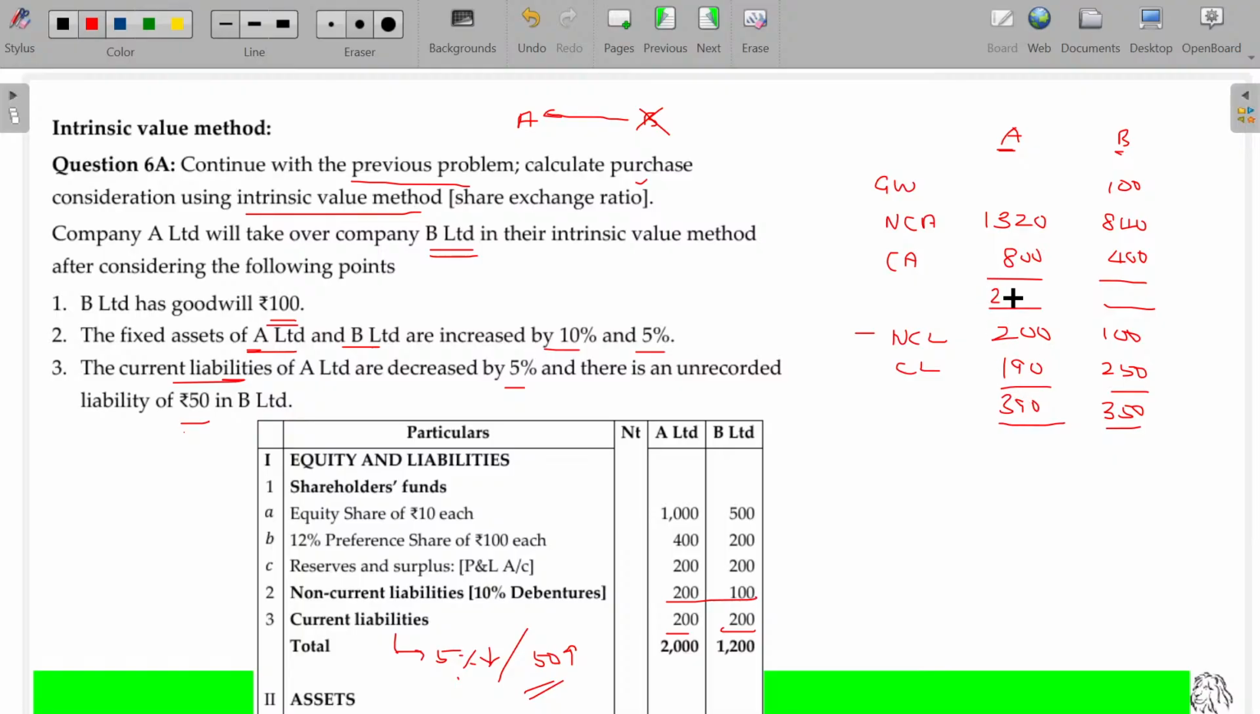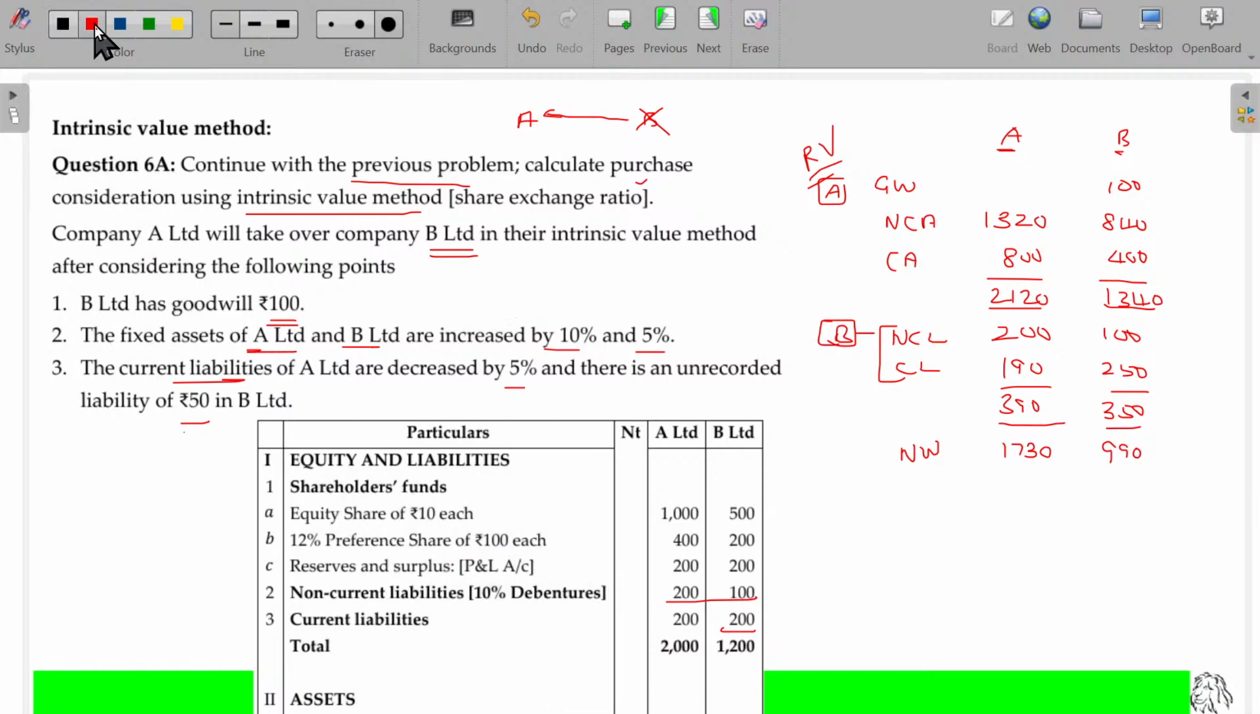Total of the asset side being 2,120 and 1,340. Am I right? Cross check. Okay, we are taking at realizable value. Now the net worth of the company is nothing but the assets minus liabilities. So this will be A, this will be B. You are subtracting this one from here. So first case, what is the value? 1,730. Second case, 990.